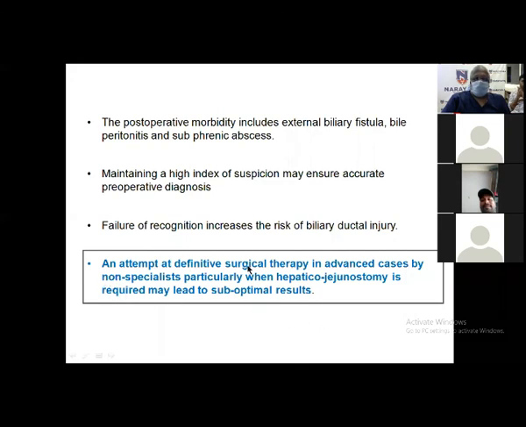An attempt at definitive surgical therapy in advanced cases by a non-specialist: I will do anything, you should not do it. Work under a good specialist, either a general surgeon who has a lot of work, or surgical gastroenterologists who are very familiar with hepatobiliary surgery. You work under them and learn. Then a hepaticojejunostomy done by an occasional surgeon has very bad complications and suboptimal results, right from the beginning of a leak up to an anastomotic stricture which requires a resurgery.